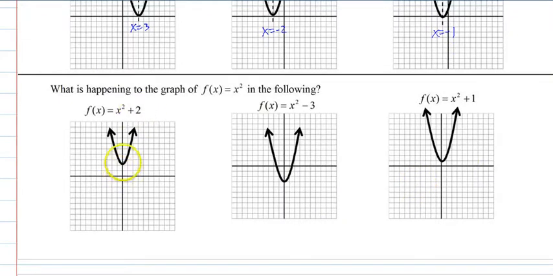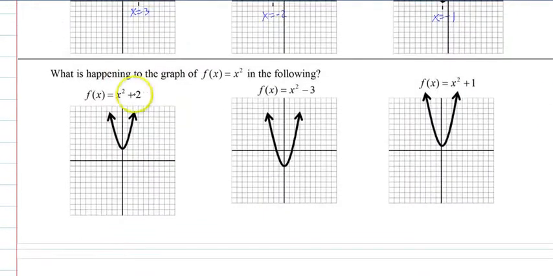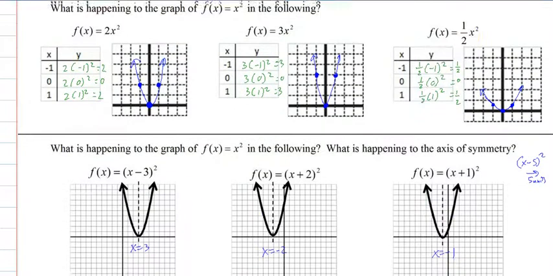Exactly, if you add 2, it goes up 2. If you subtract 3, it brings the whole thing down 3. And if you add 1, it brings everything up 1. Because that's what you're doing. You're taking every point from the original x squared graph that we have up here, and you're adding 2 to each of them. So if you add 2 to 0, you get 2. You add 2 to 1, you get 3. You add 2 to 4, you get 6, and so on. And then same thing here, you're subtracting 3 from every point, and this one you're adding 1. And that's everything that you need.